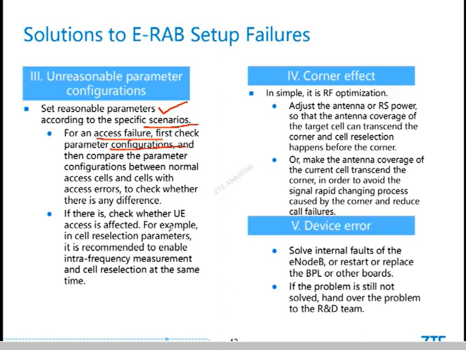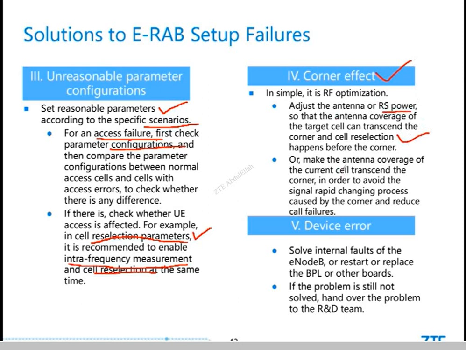Okay, and then you will change your reselection parameters. For example, we just mentioned last, you change your reselection to speed up your reselection, okay? Or you change your intra-frequency measurement and the cell reselection at the same time, okay? To speed up your reselection. And then the fourth one is the coverage effect. The coverage effect is related to the coverage. So in this problem, you can change your RS power, okay, to have the better coverage in this area.